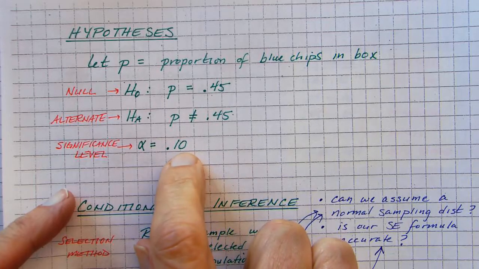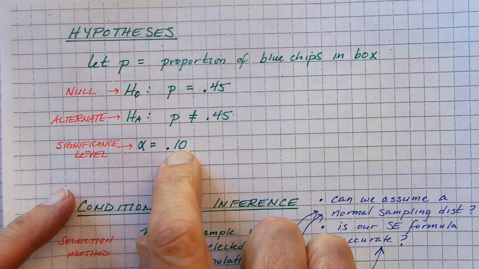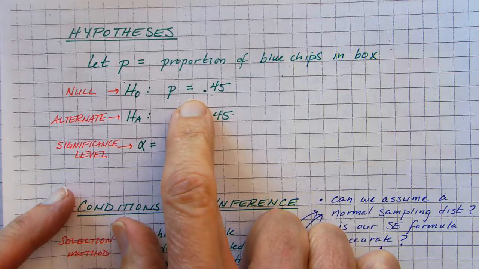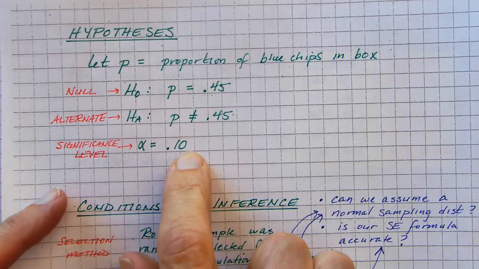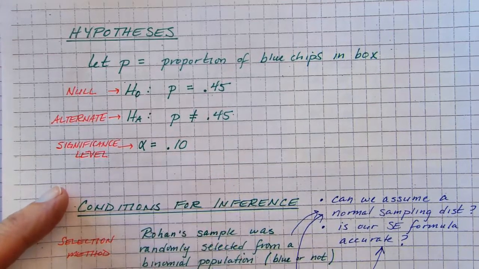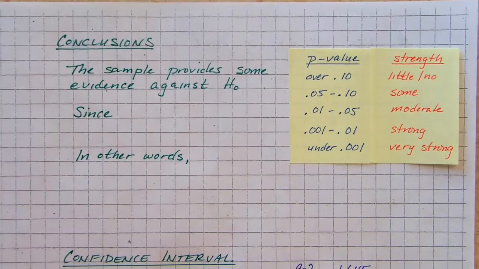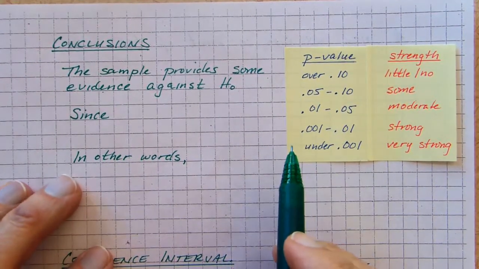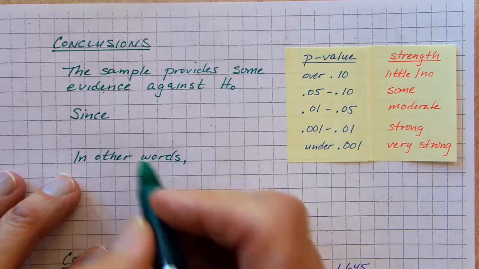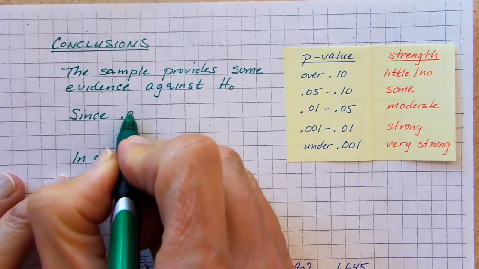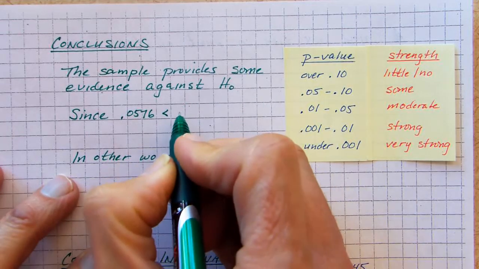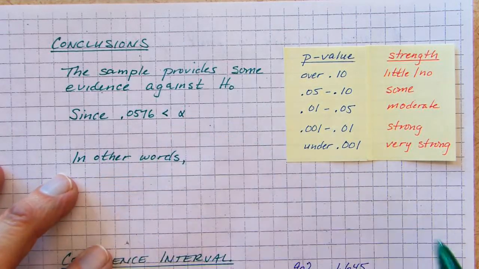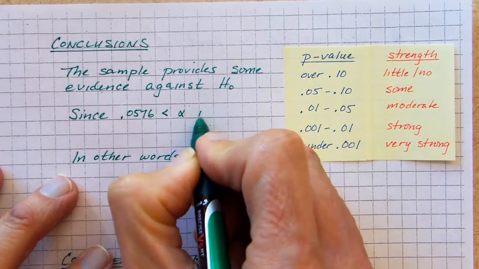So if we ended up with a sample that happens less than 10% of the time, we're going to reject H0 and we're going to go with the alternate hypothesis. So in this case, the question is, are we under 10% or not? Well, let's see. We found a p-value of 0.0576. So we would say since 0.0576 is less than the alpha of 10%, we will reject H0.